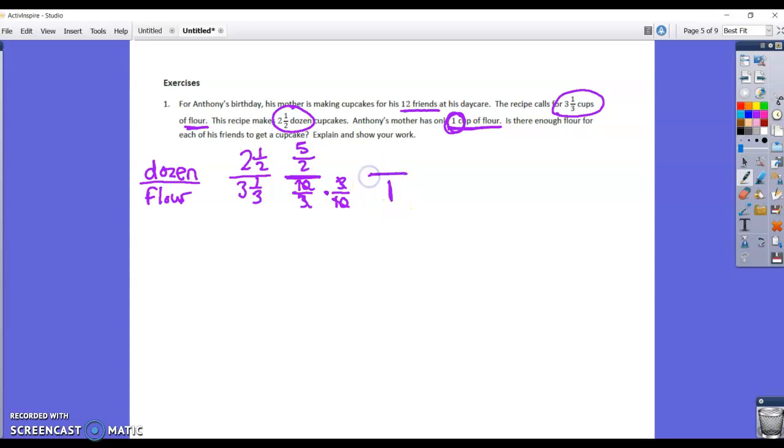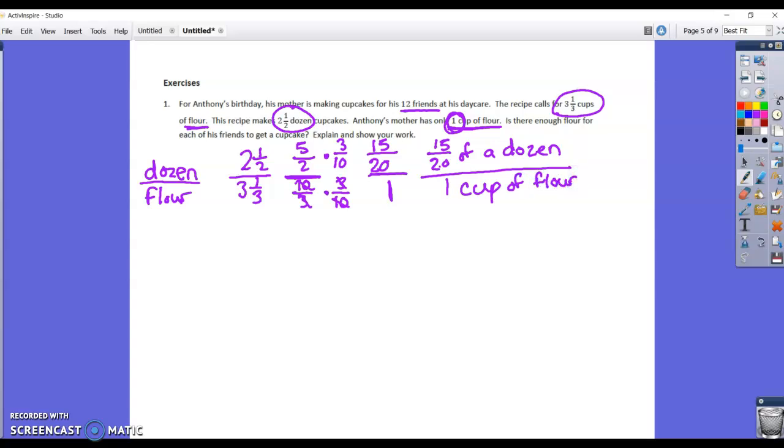And whatever you do to the bottom of a fraction, you have to do that to the top, even if it is a complex fraction. So we multiply times 3 over 10 at the bottom, we have to multiply times 3 over 10 at the top. So 5 times 3 is 15, and then 2 times 10 is 20. So then we interpret it. We can have 15/20ths of a dozen for 1 cup of flour.